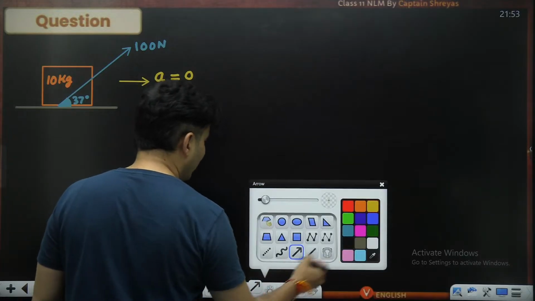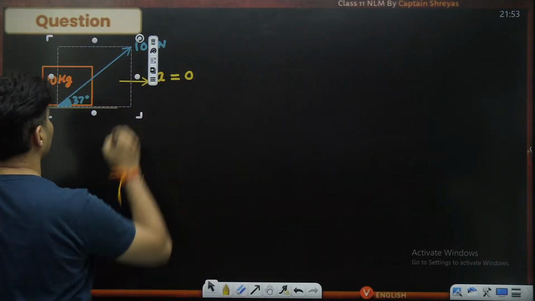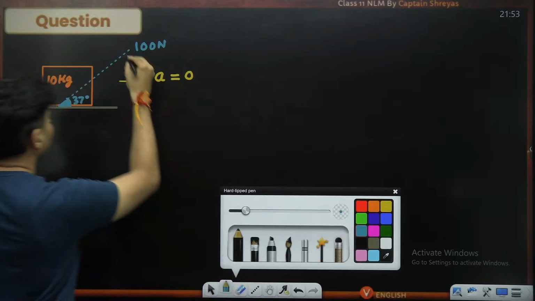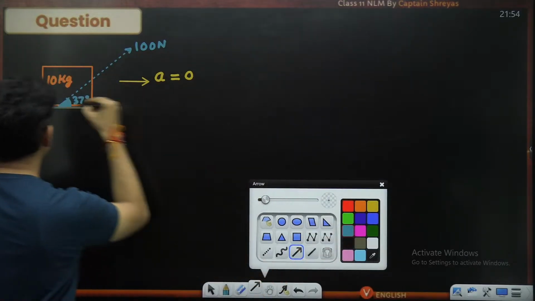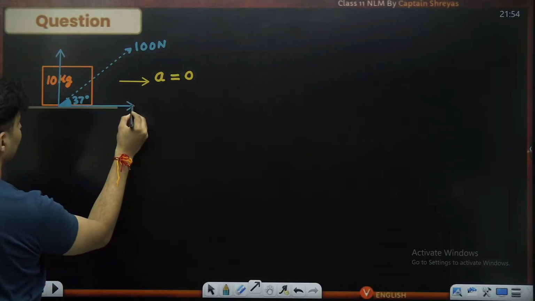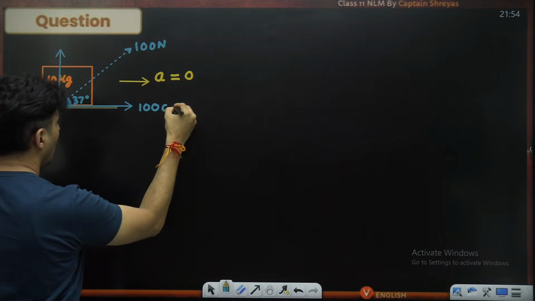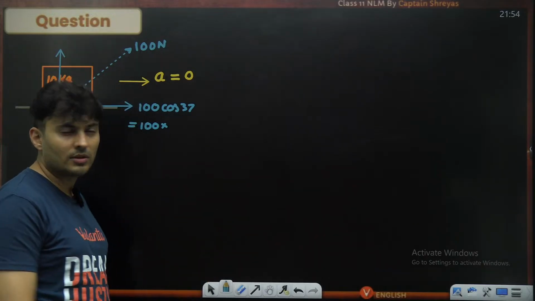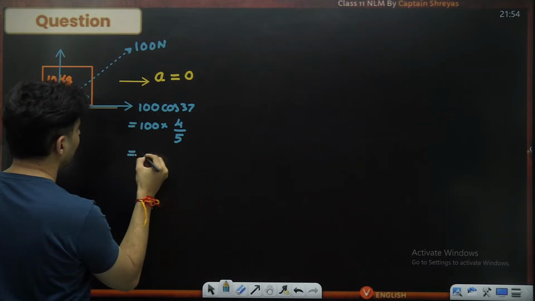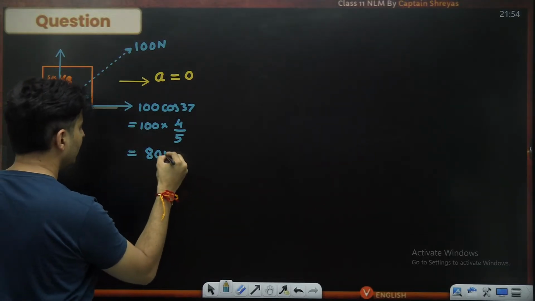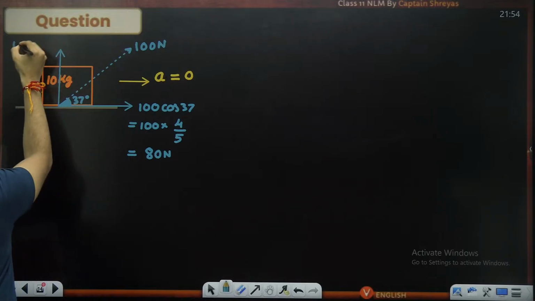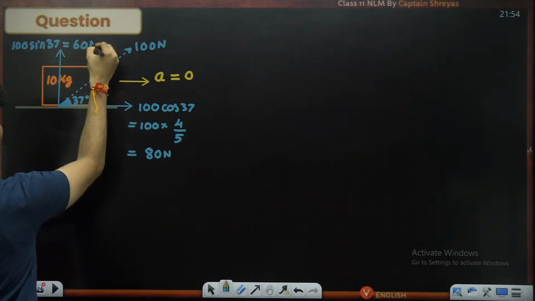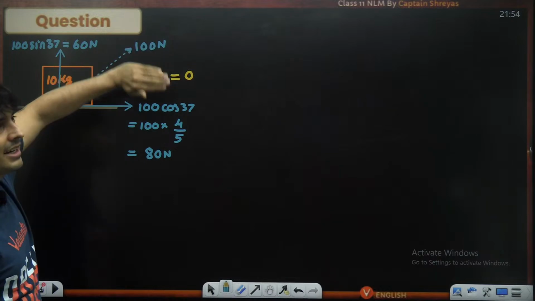Now, I will complete the free body diagram, but before that, I feel I should resolve this force. I don't like this 100 Newton. I want to get rid of it. So there will be one component like this, and another component like this. The horizontal will be 100 cos 37. Cos 37, as you can remember, is 4 by 5. So 100 by 5 is 20, 20 into 4 is 80 Newton. Similarly, this will be 100 sin 37. Sin 37 is 3 by 5, so it's going to be 60 Newton. So with 60 Newton and 80 Newton, we can get rid of this 100 Newton.